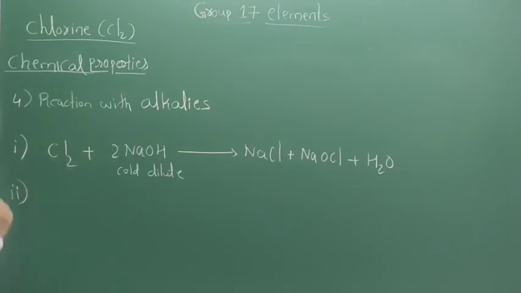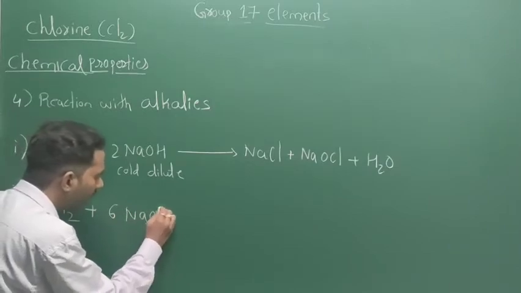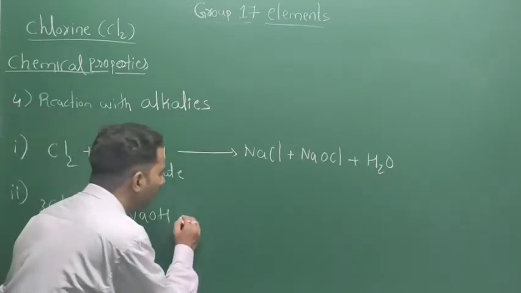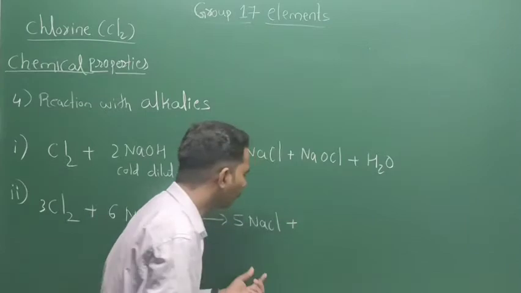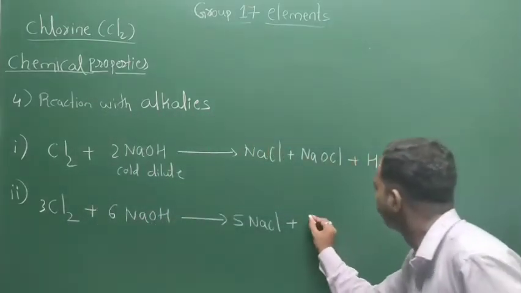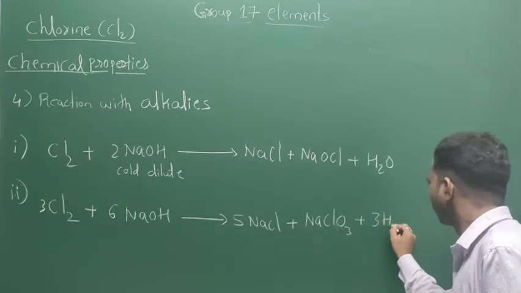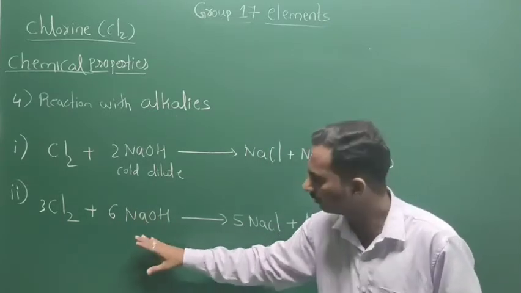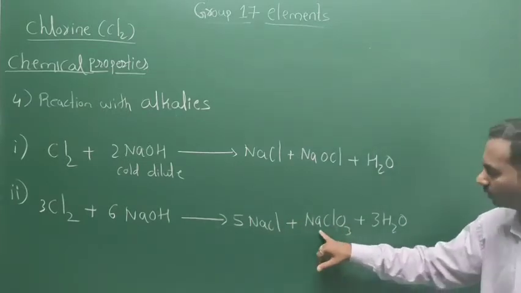Second one, chlorine reacts with hot concentrated sodium hydroxide to form 5 mole of sodium chloride along with sodium chlorate. So here chlorine reacts with hot concentrated sodium hydroxide, forming sodium chloride along with sodium chlorate.